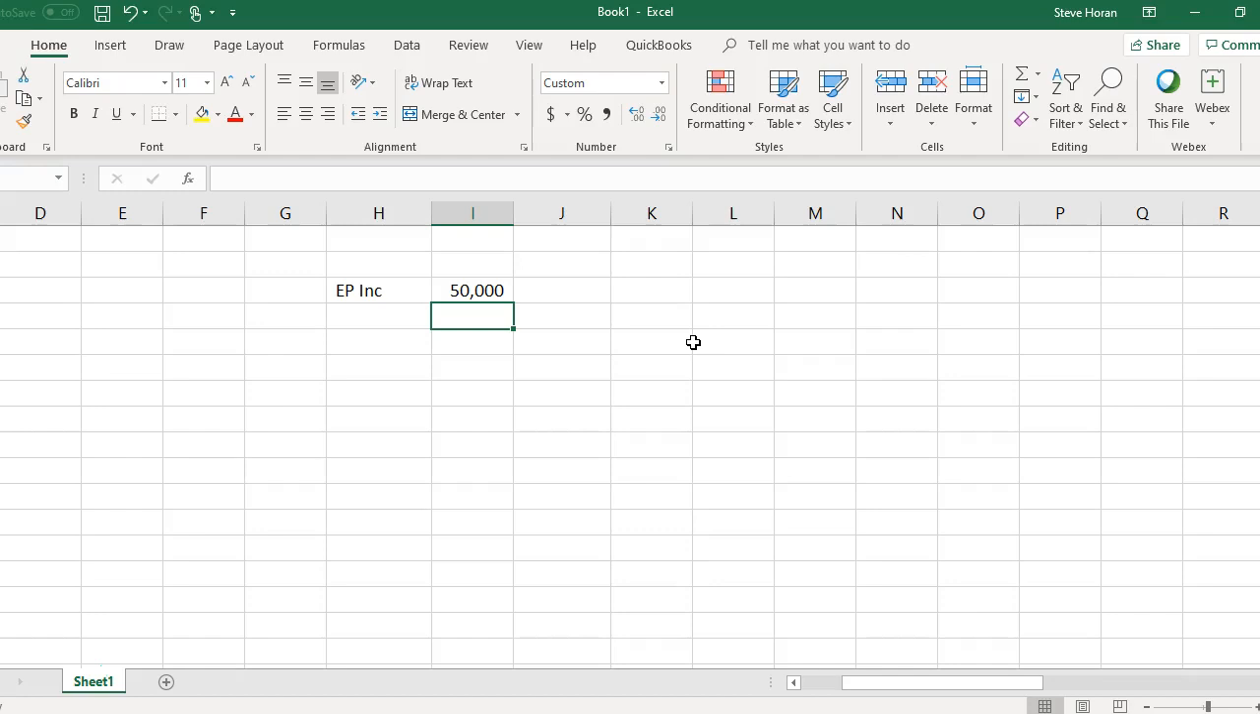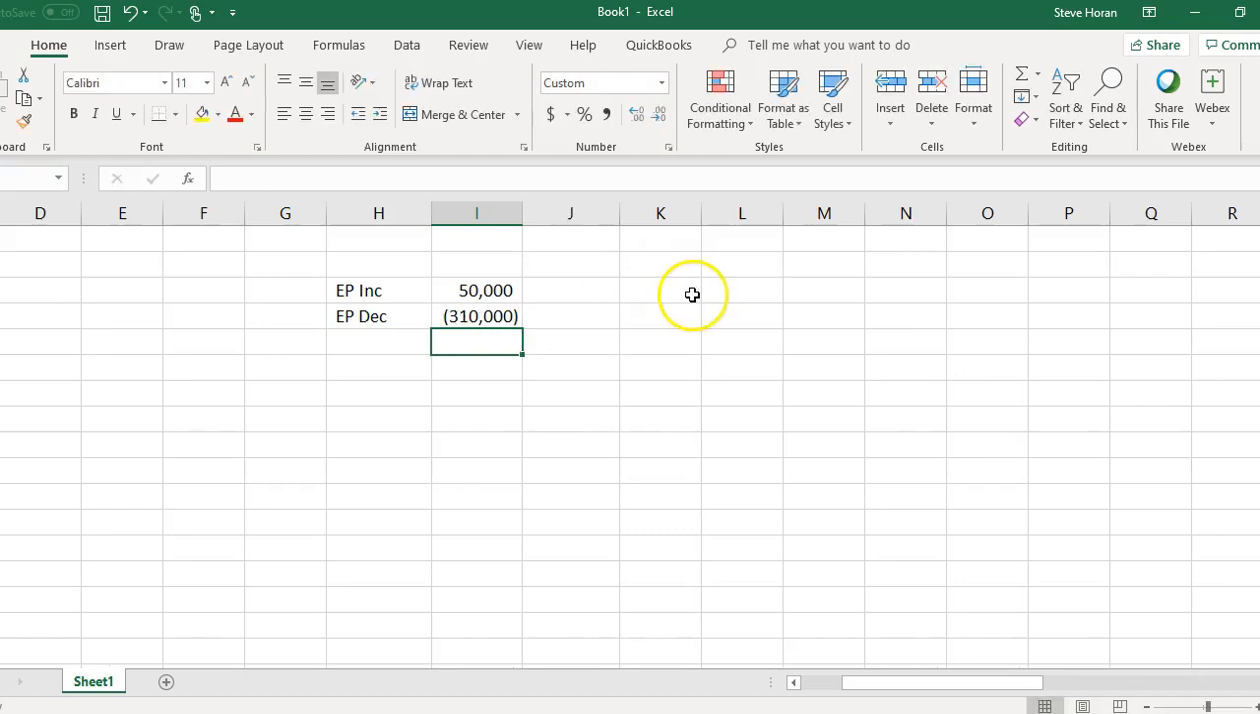So E&P goes up for that, but then is decreased by the fair market value of the property dividended away. Okay, so now it goes down by 310. So the net decrease is 260. And that's the change in E&P. So the E&P net goes down by 260.